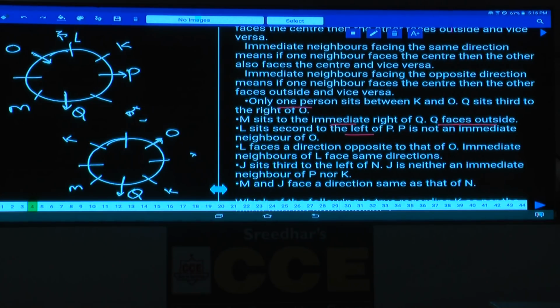Now here again we are getting two different possibilities, isn't it? Now with the help of this one we are getting only one possibility. Now let us stick to this one. Afterwards we can come back to the second possibility. And P is not an immediate neighbor of O.